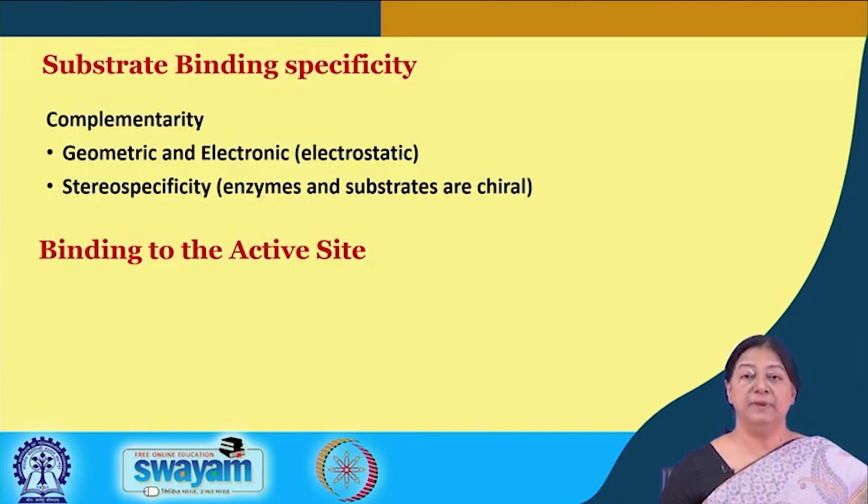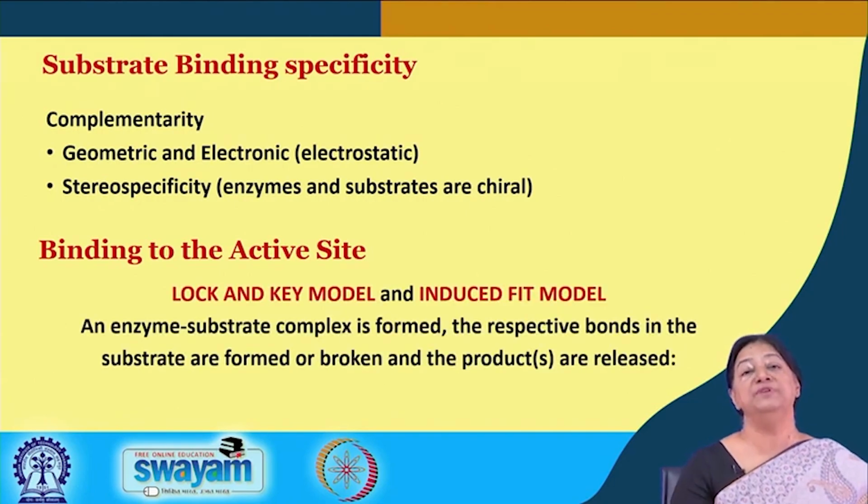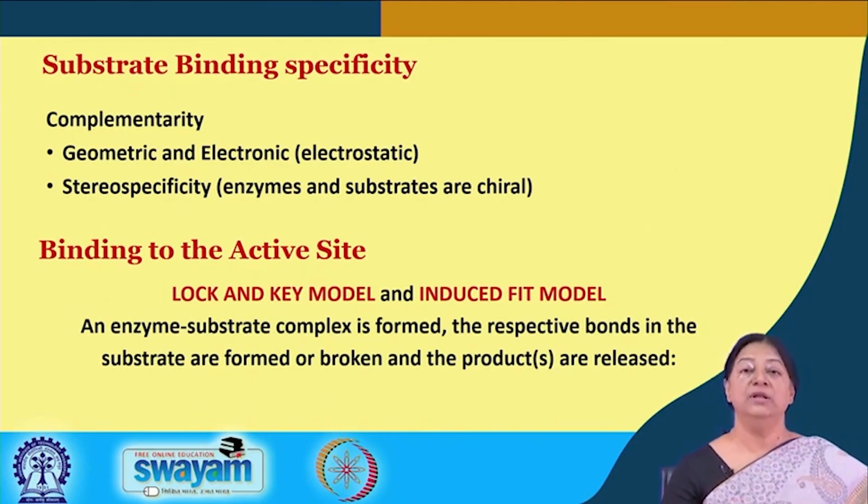So, we have substrate binding specificity: geometric, electronic, stereospecificity. The binding to the active site is defined by two different models, either a lock and key model, like we fit a key to a specific lock, or an induced fit model. In both cases an enzyme substrate complex is formed, then specific bonds are formed or broken, and the products are released.